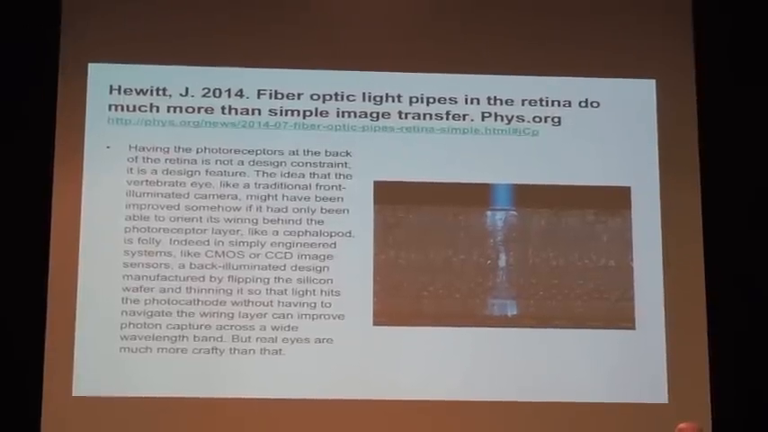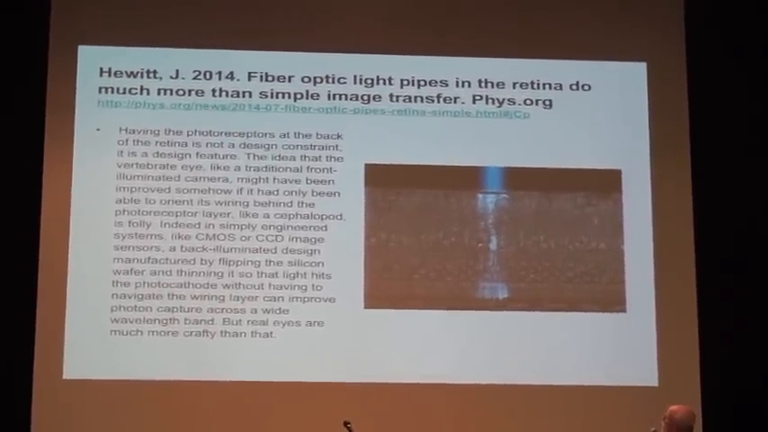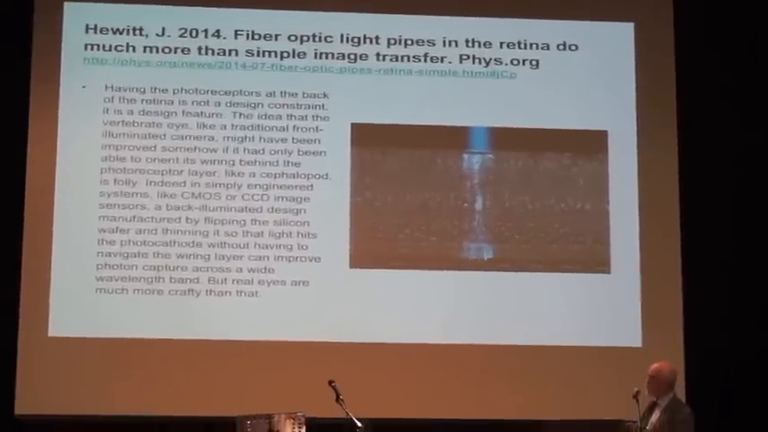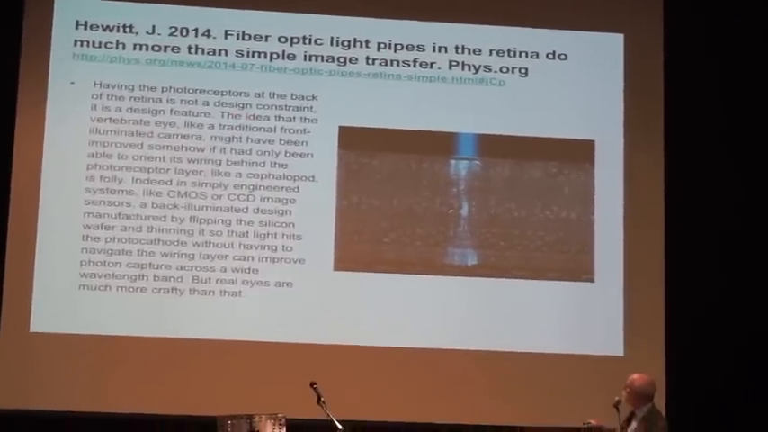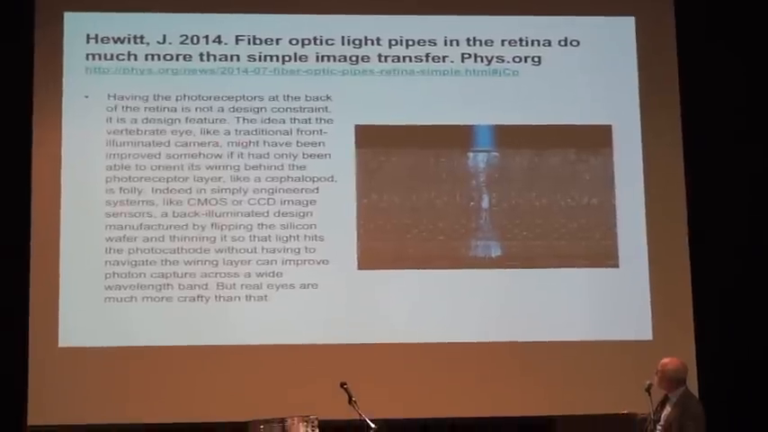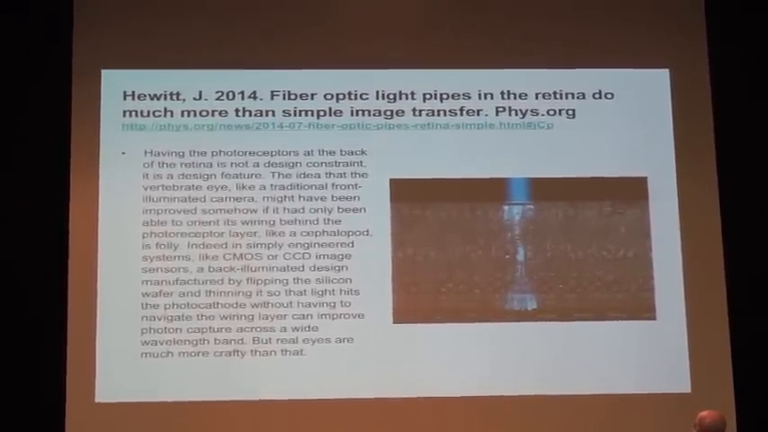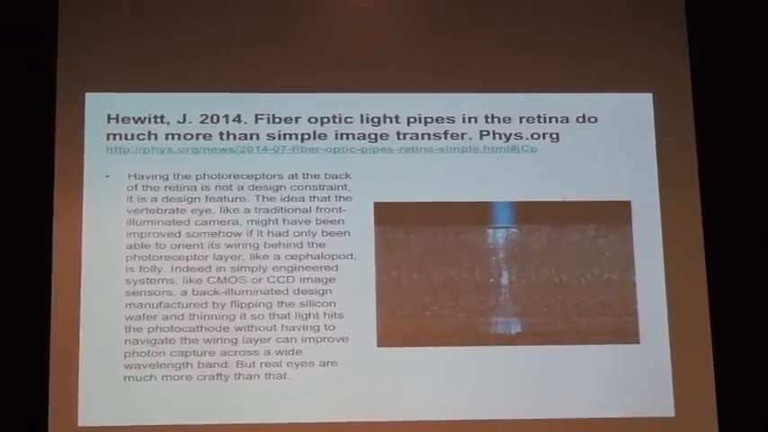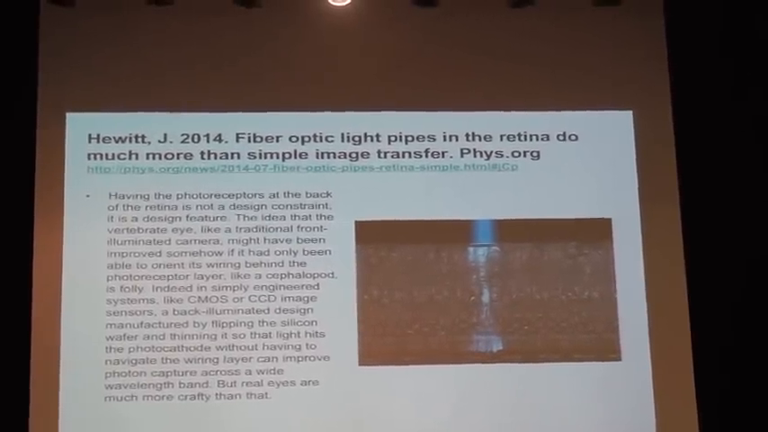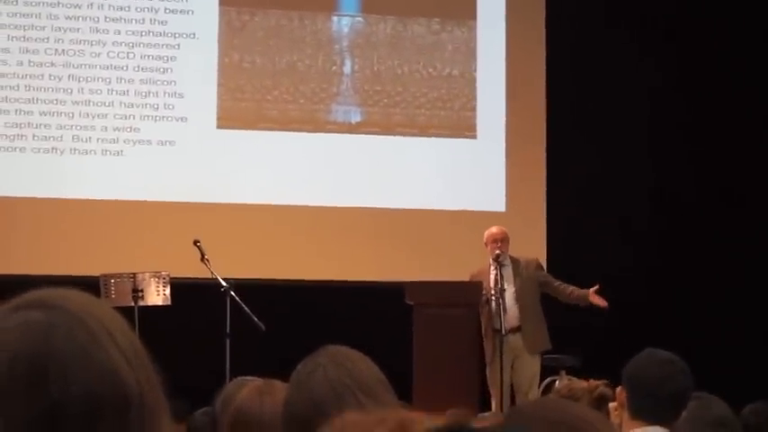And the author of this, who's no ID proponent, wrote that having the photoreceptors at the back of the retina is not a design constraint, it is a design feature. The idea that the vertebrate eye, like a traditional front illuminated camera, might have been improved somehow if it had been only able to orient its wiring behind the photoreceptor layer, like an octopus, a cephalopod, is folly. So this traditional bad design argument has fallen apart.